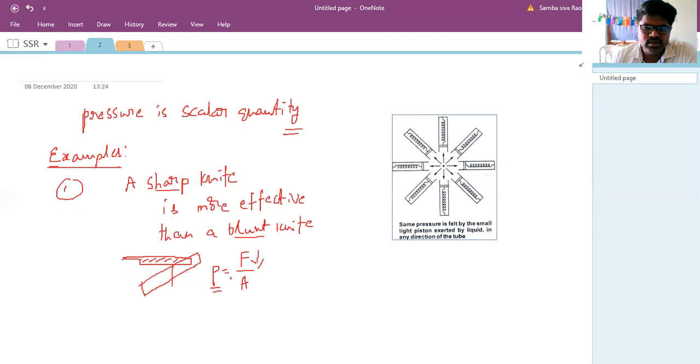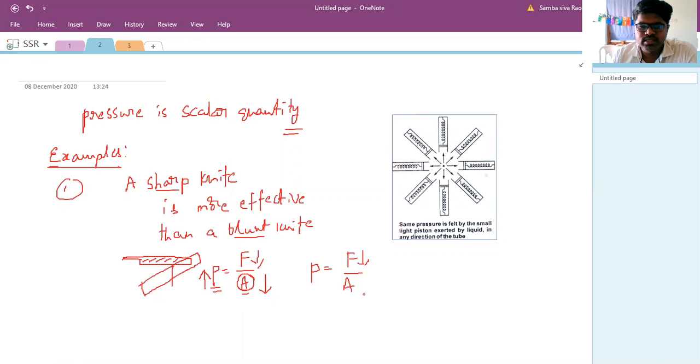Why? Because you can see the area where it touches the knife, that area of cross section, is less for the sharp knife. For the sharp knife the area of cross section is less, and the force is the same. So if the area of cross section is less, then the pressure increases. Pressure increases.